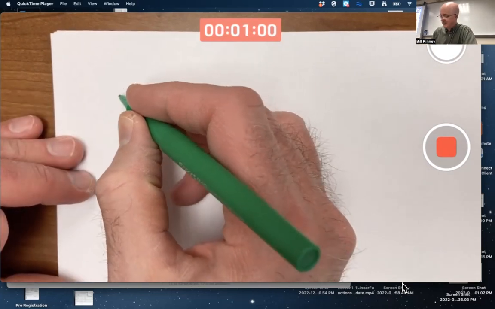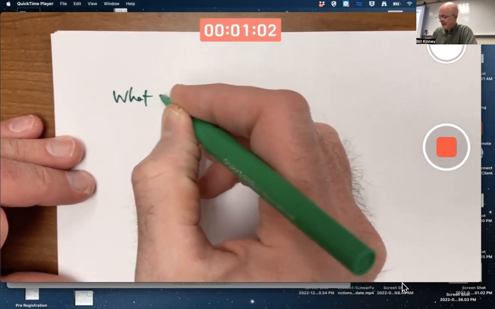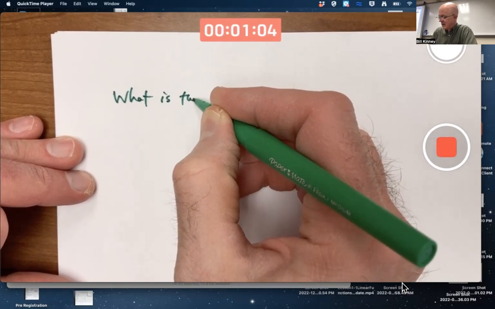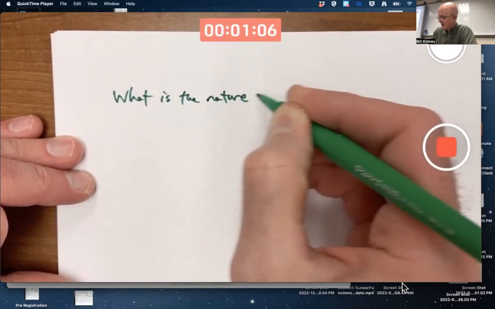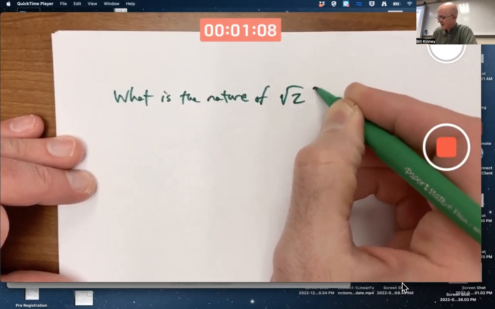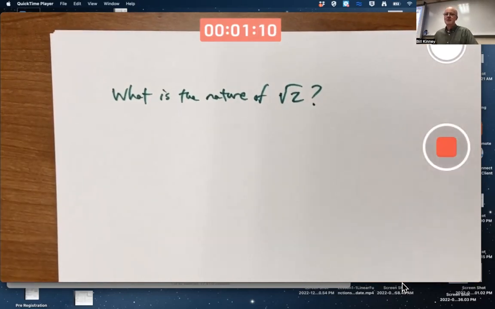Let's start with the question. Again, what is the nature of the square root of 2? We talked about this last time. It's an irrational number, right? Can't write it as a ratio of integers. We also said it was algebraic as opposed to transcendental. It does solve a simple polynomial equation, x squared minus 2 equals 0.